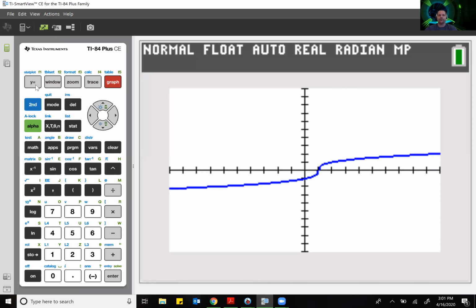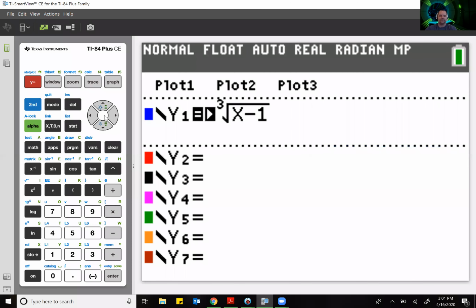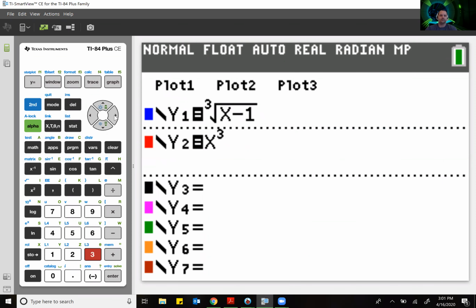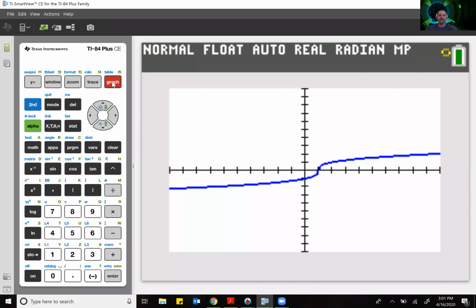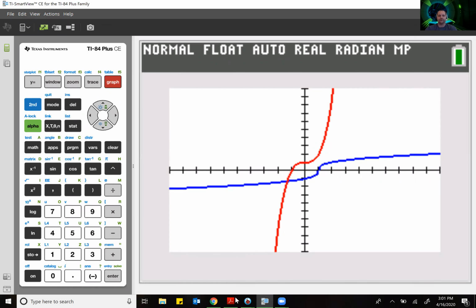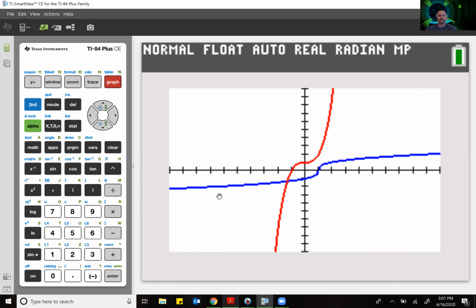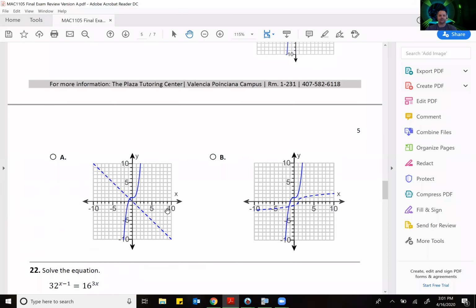And you can also put in the previous equation, which was x cubed plus 1. And if you hit graph, this is the graph that we're looking for. So if we go back, we only had 2 choices, 50-50 shot. The one that looks like that picture is B. Use your calculator.